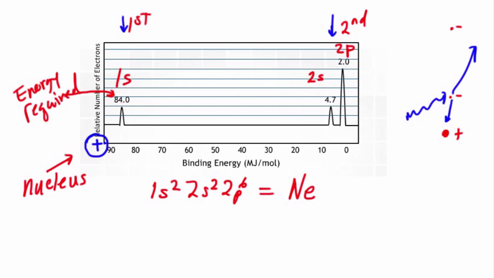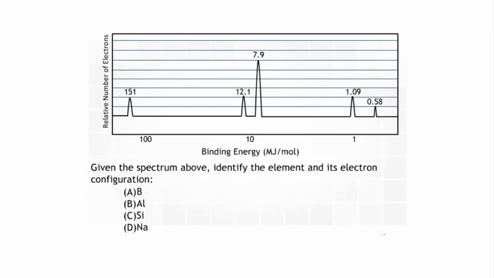All right, so let's take a look at another one. Let's take a look at this structure here. It's a very typical AP multiple choice question, supposedly, is what they're telling us. So if we're looking at this structure here, given the above spectrum, identify the element and its electron configuration.